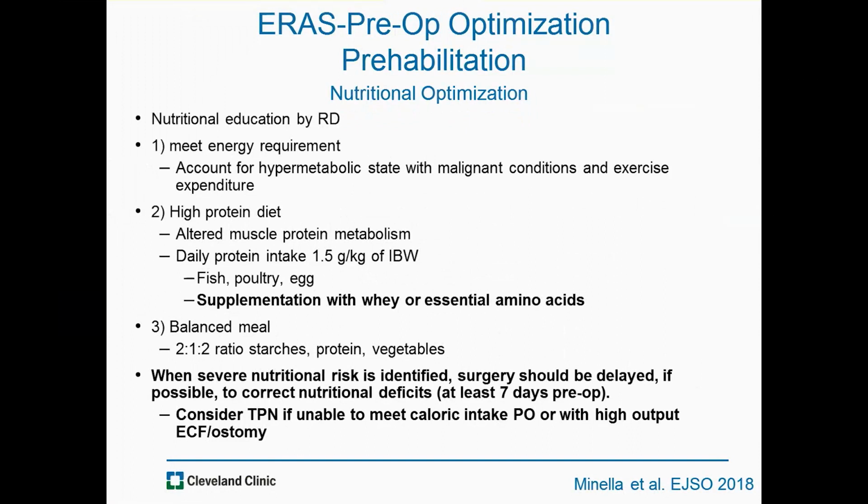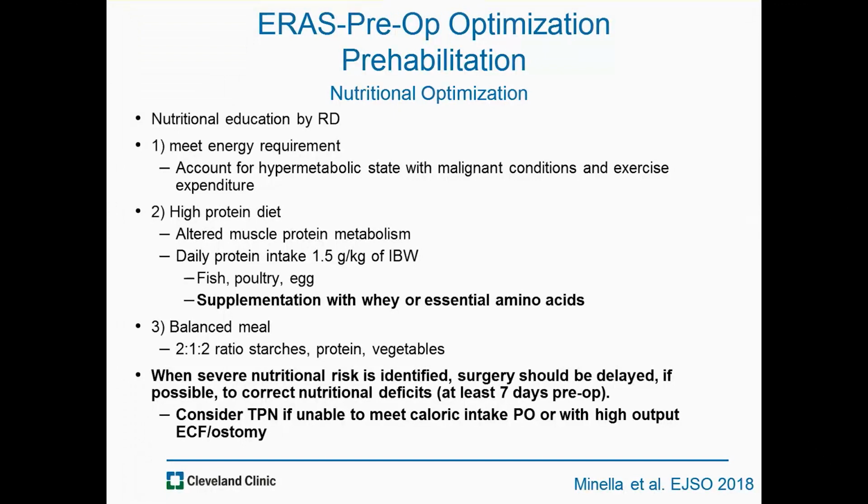And what is the intervention that we can recommend then? So ideally, patients would then get education by a registered dietitian with the goal of meeting the energy requirement, but that needs to account for whatever hypermetabolic state the patient is currently in and whatever exercise expenditure the patient has. We recommend patients to have a high-protein diet before surgery, with a daily protein intake of 1.5 grams per kilogram of their ideal body weight.